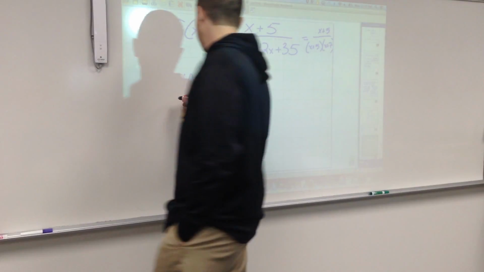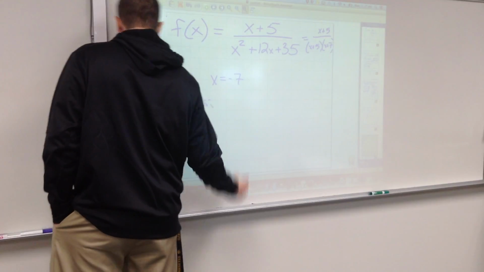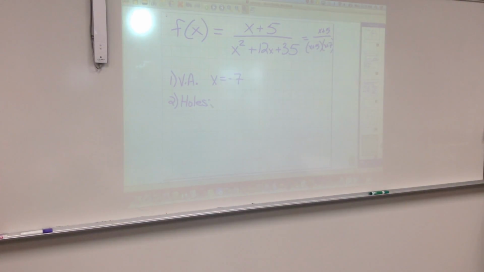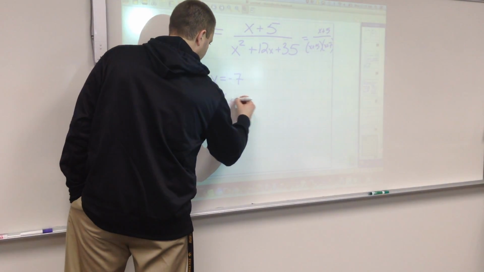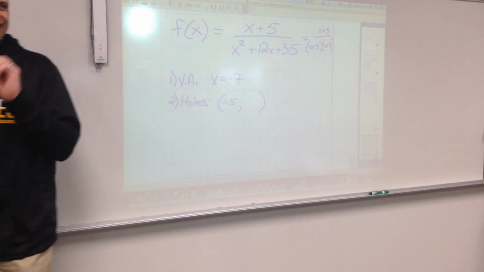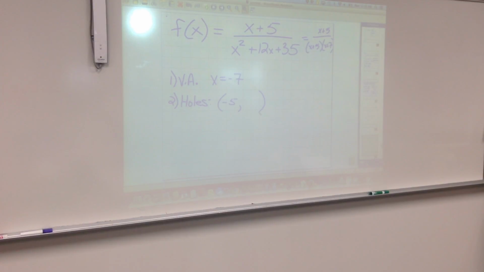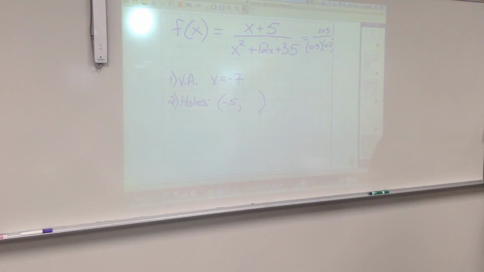We'll go to holes next. Okay, we've done this before. Will this rational function have a hole? Yes. At what x value? -5. How do you know? Because it makes the bottom and the top equal 0. So you know there's going to be a hole at -5 comma some y value. It definitely has to have an x value of -5 because that is a value that makes both the numerator and the denominator equal 0.